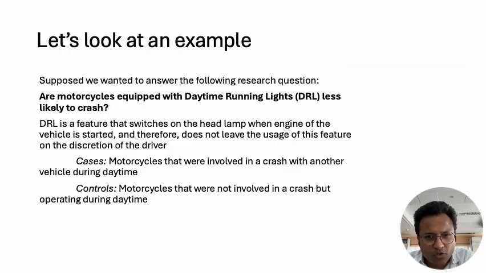All right, so let's look at an example. Suppose we wanted to answer this research question: are motorcycles equipped with daytime running lights less likely to crash? So, if you're not aware of what a DRL feature is, a DRL is a feature in a motorcycle or in a car in which the headlight comes on as soon as the engine is switched on. So, which means even if the driver forgets about switching on the headlight, it will come on.